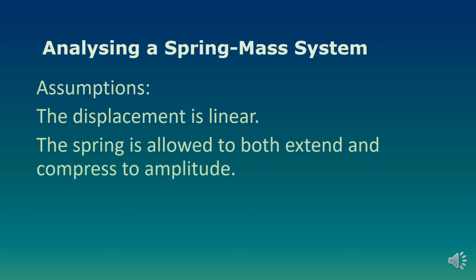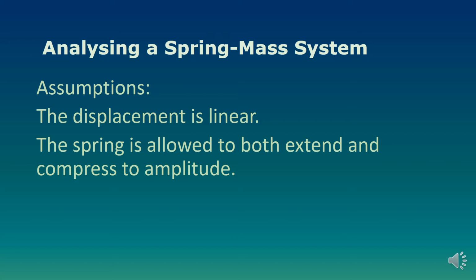This is quite a key one. The spring is allowed to both extend and compress to amplitude. It's easy to make this mistake when you're setting a spring mass system off in motion. Just imagine that you've hung a mass from a spring. There will be a natural extension, and that's going to be from the spring's original position when it's fully compressed.